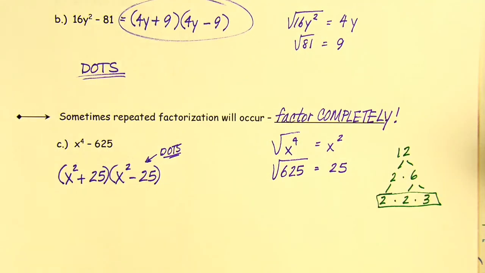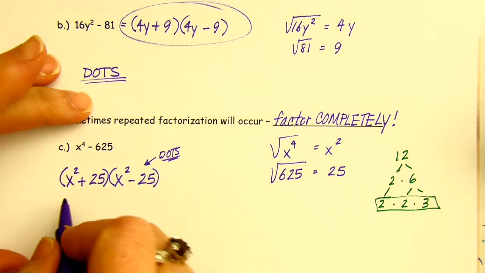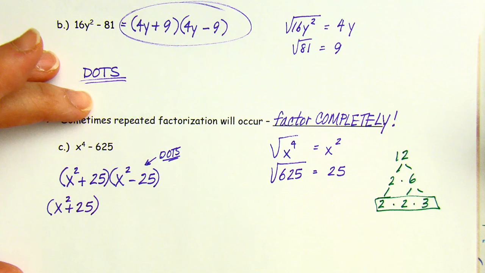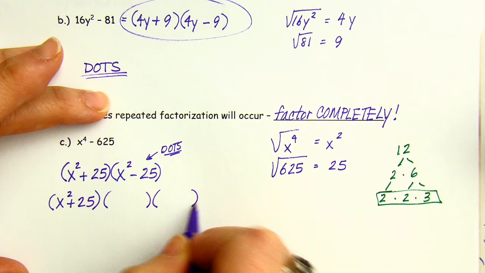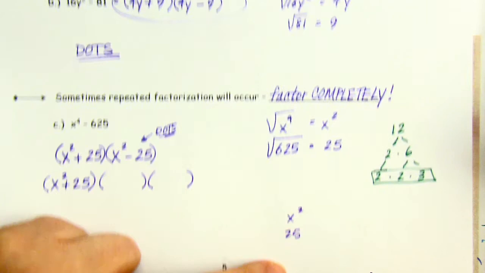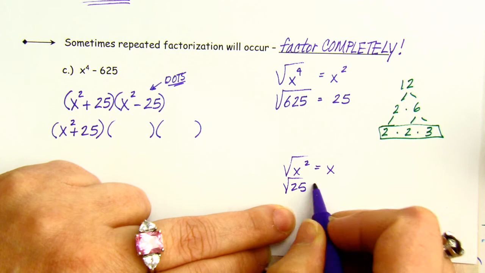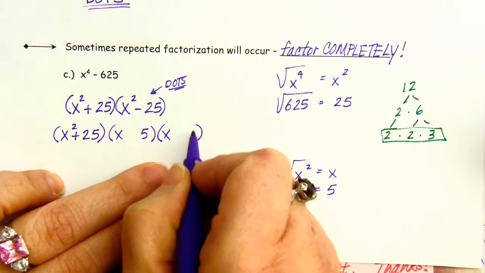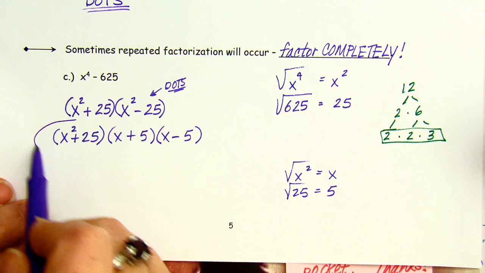So we have to now take this x squared minus 25 because that is still the difference of two squares. We need to keep the x squared plus 25. It's part of the original product. And so now I'm going to take the x squared and the 25, take the square root of each, and I get x and 5. So x here, 5 here, 5 here. One is plus, the other is minus. This is my final answer.